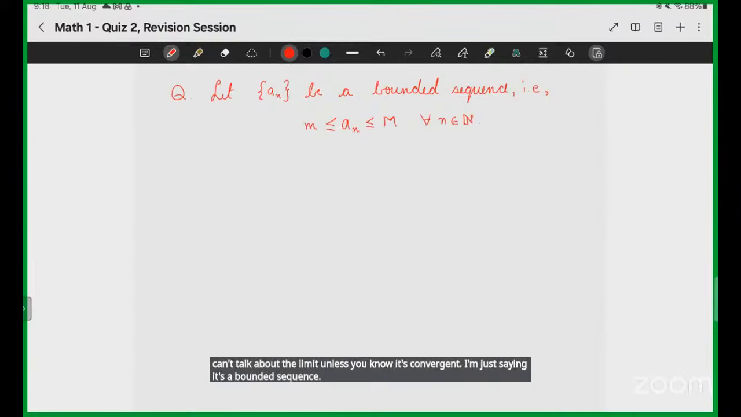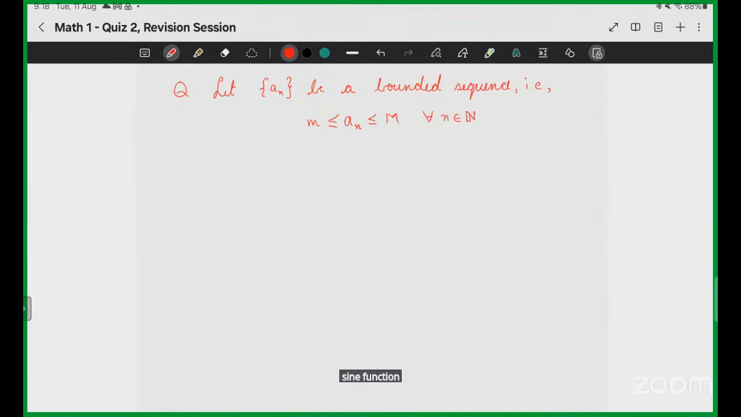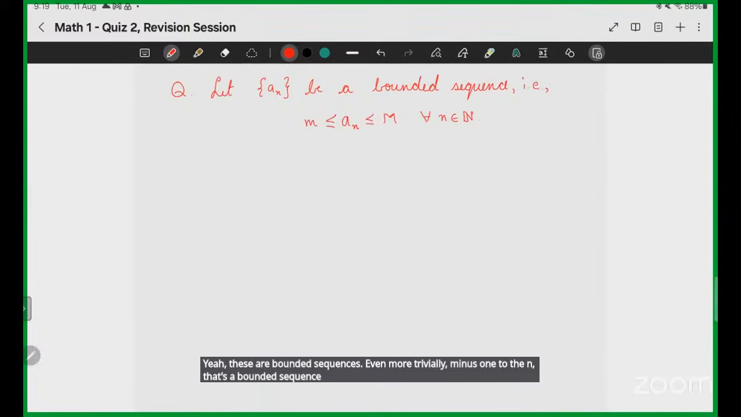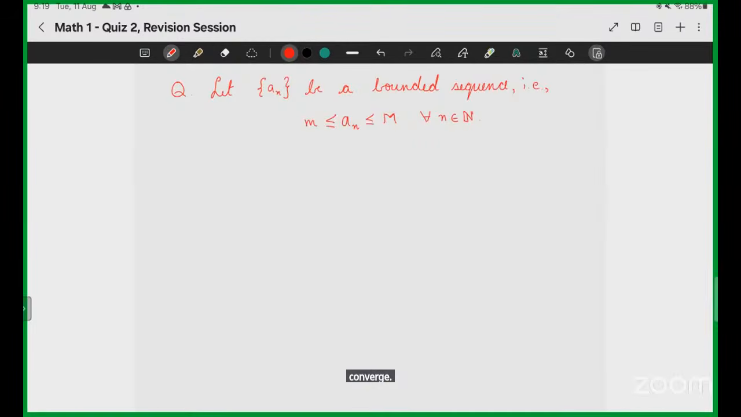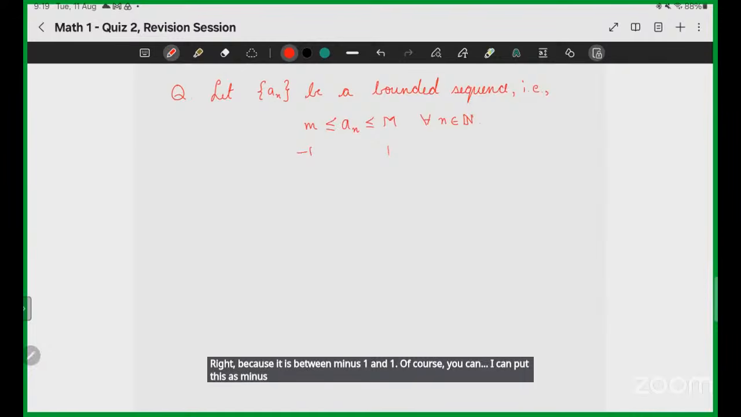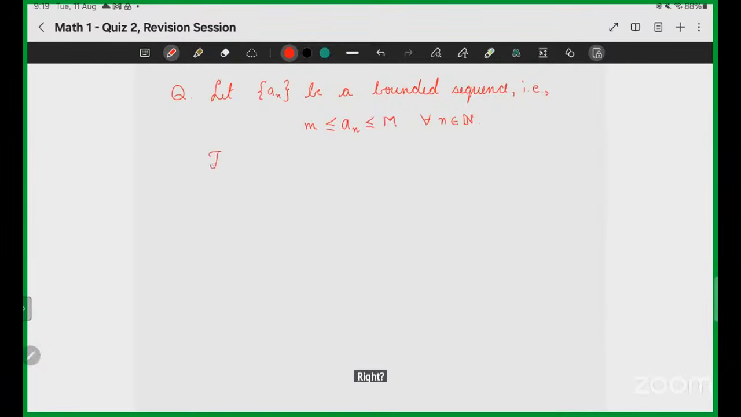Sine or cosine, these are bounded sequences. Even more trivially, (-1) to the n is a bounded sequence, which does not converge, because it is between -1 and 1. Of course, I can put this as -1 and 1, and (-1) to the n will satisfy this condition.